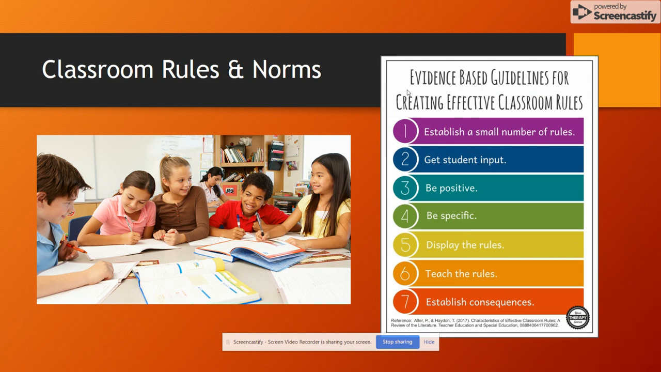Creating common class rules and norms. Have students collaborate with you, post somewhere visible, and practice. A great example is our ARG pledge.